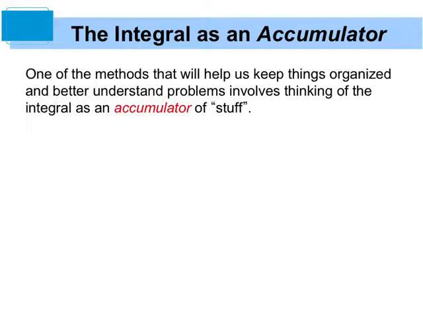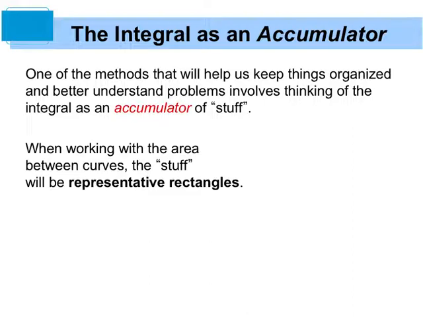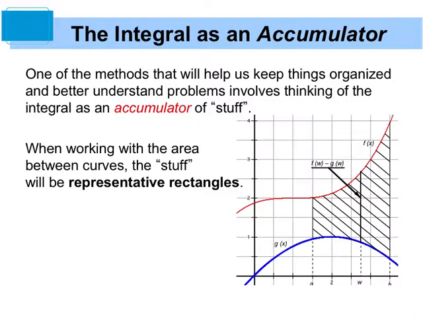Okay, accumulator we talked about already, adding things up. Now what are we going to add up? This is another crucial thing that's going to get you far in this chapter. We're going to use something called a representative rectangle. So we're going to take any region that we're dealing with, whether it's an area, whether it's a volume, whatever it is, and we're going to break it into a little skinny rectangle.